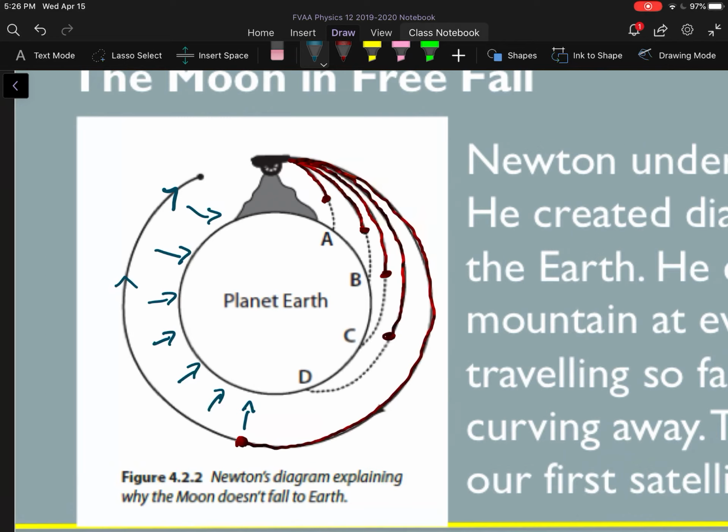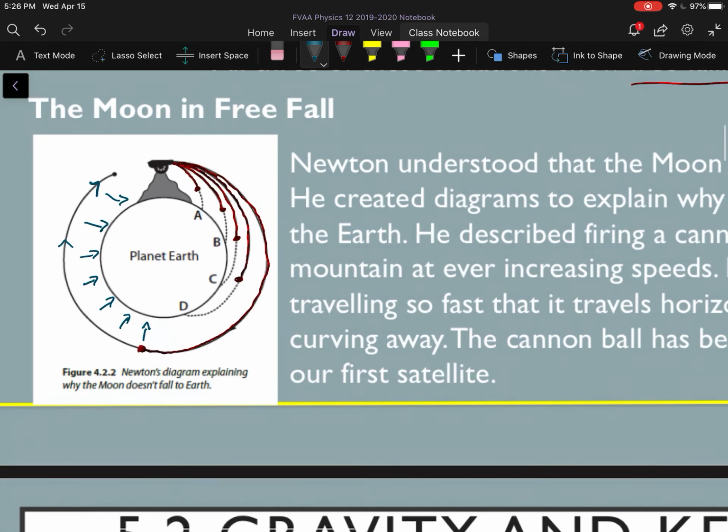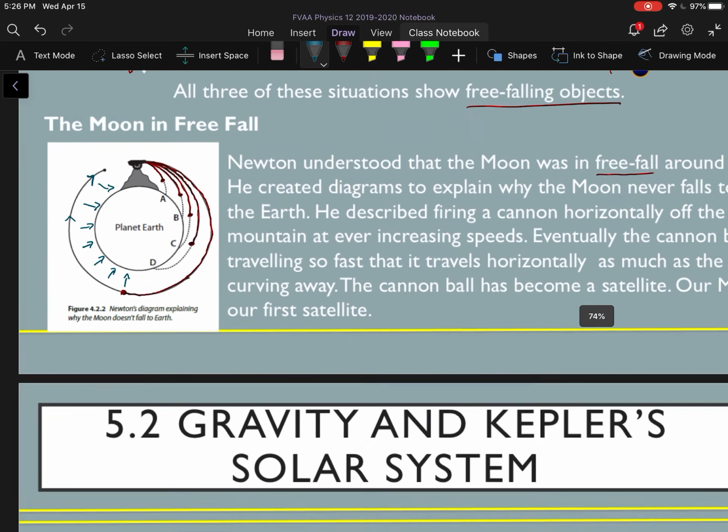So that's one way you can think about objects in orbit being in free fall. They are actually falling towards the Earth, but they keep missing the Earth because the Earth is round and not flat. Take off your aluminum foil hats, please. All right.